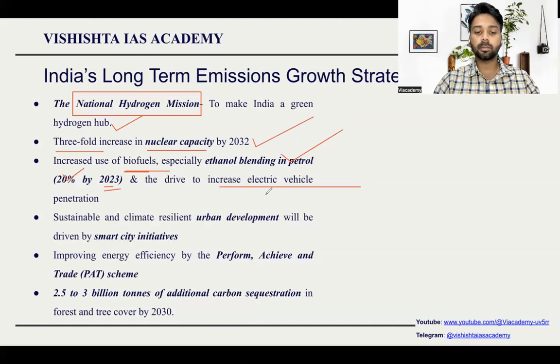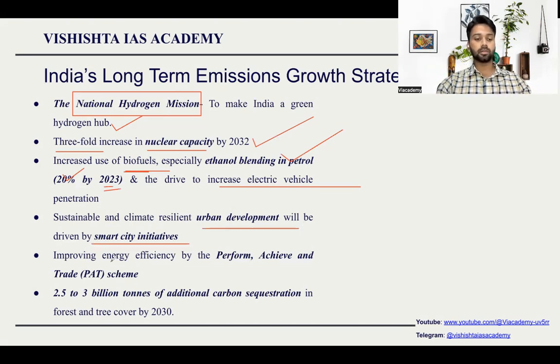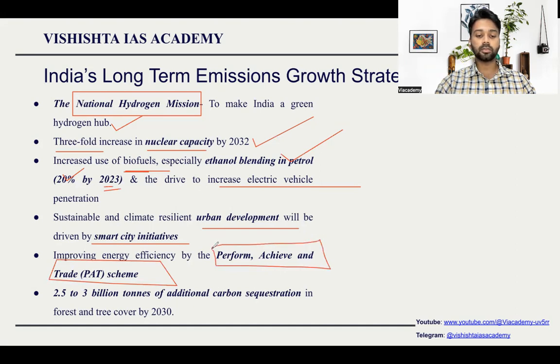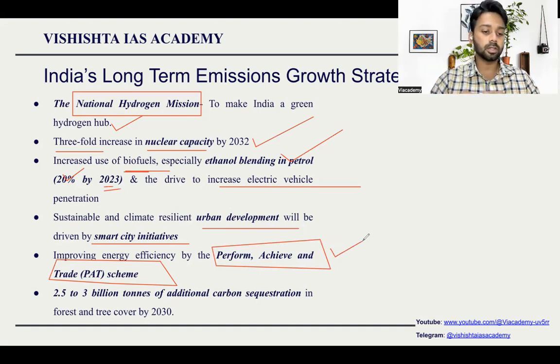We will increase the number of electric vehicles also. Sustainable and climate resilient urban development will be driven by smart city initiatives. This particular scheme, you can take it as your homework. Try to get to know what exactly is the Perform, Achieve, and Trade scheme. This scheme is implemented to ensure energy efficiency. That was also told. 2.5 to 3 billion tons of carbon sequestration will happen. So what is carbon sequestration? Whatever carbon is given out in the country through industries or any other measures, those carbons will be taken care of.